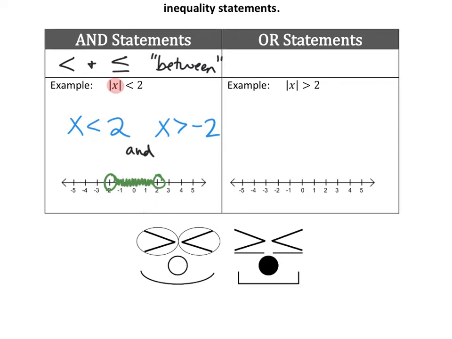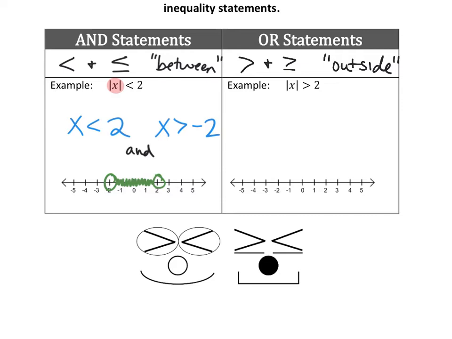That's it. Okay? On the other hand, an or statement is how you would write your final answer for something that's greater and greater than or equal to. This time, you're not coloring between, you're going to color on the outside of these numbers. Helpful, or outside, both start with O. That's how we can remember that.